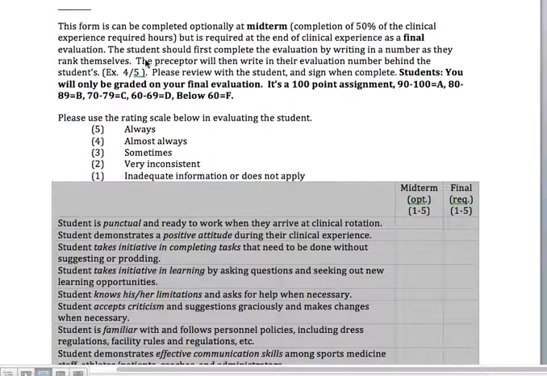If you read the instruction though, you will see that the student should first complete the evaluation by writing in a number as they rank themselves. So, student is punctual and ready to work when they arrive at clinical rotations. You will write in a number, almost always 5 or 4, sometimes 3, so put in the number that you rank yourself. Then you'll give it to your preceptor, and if they agree, they'll circle it. If they disagree, they'll put a slash next to it, and then they'll put in the number that they think you should have, or their opinion.